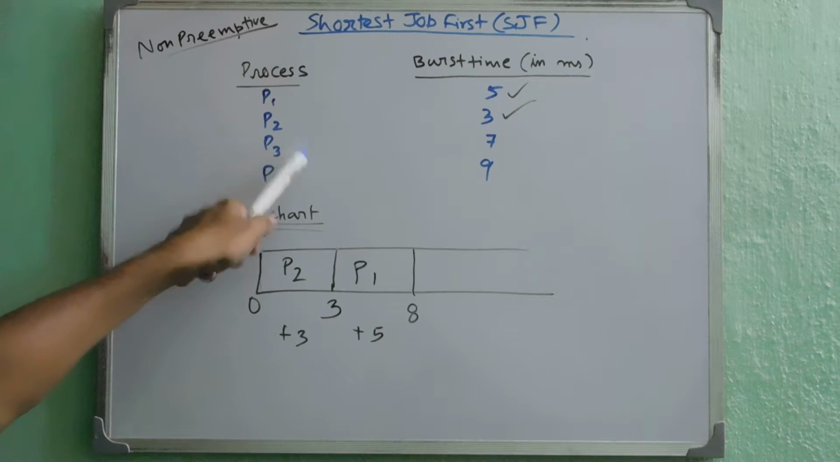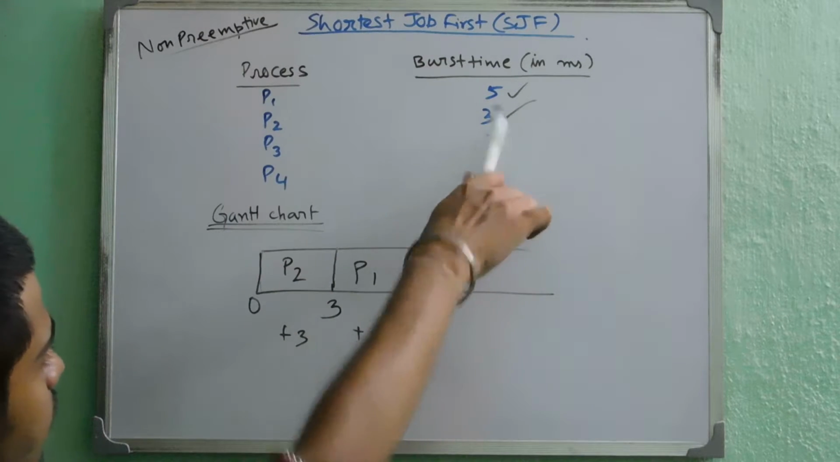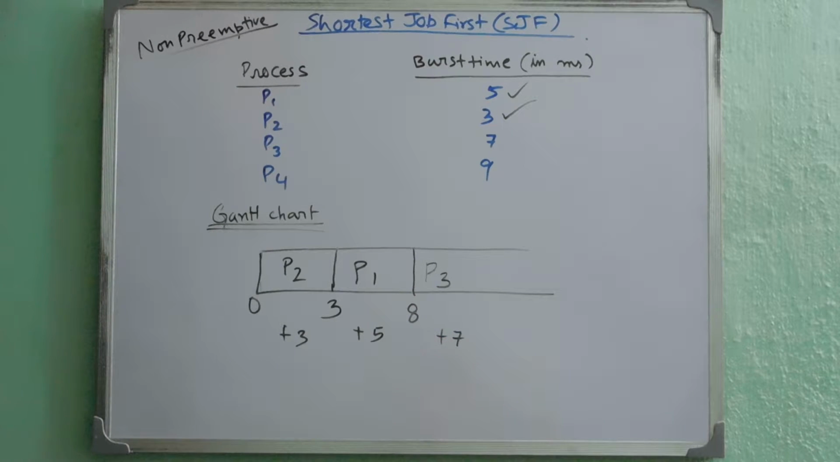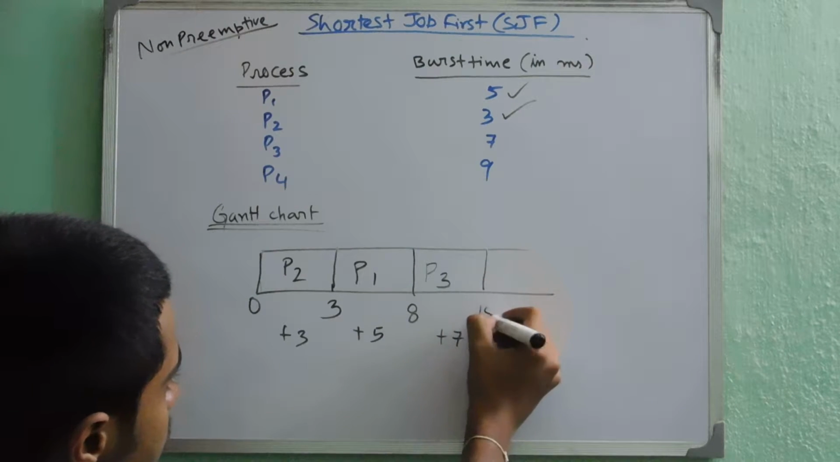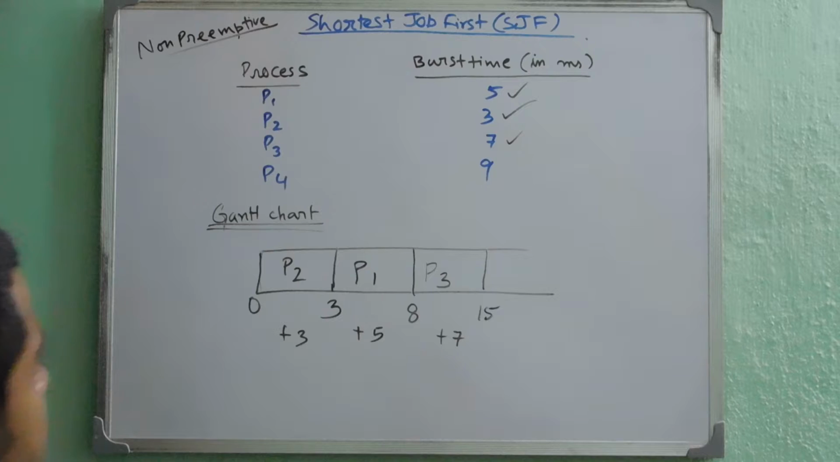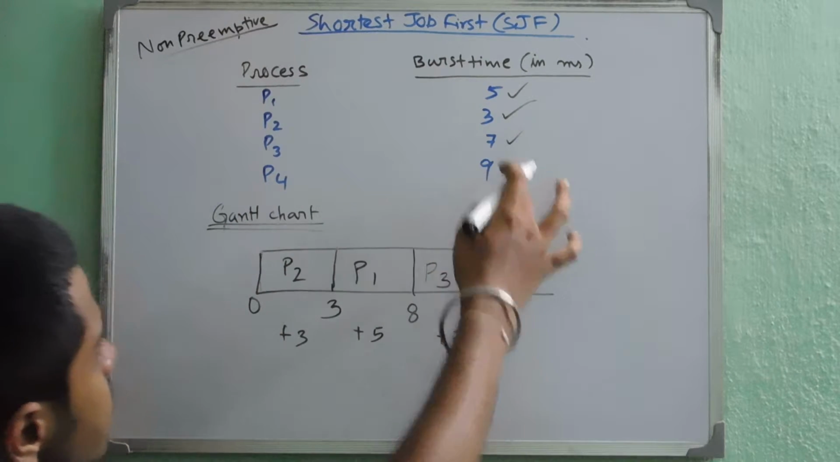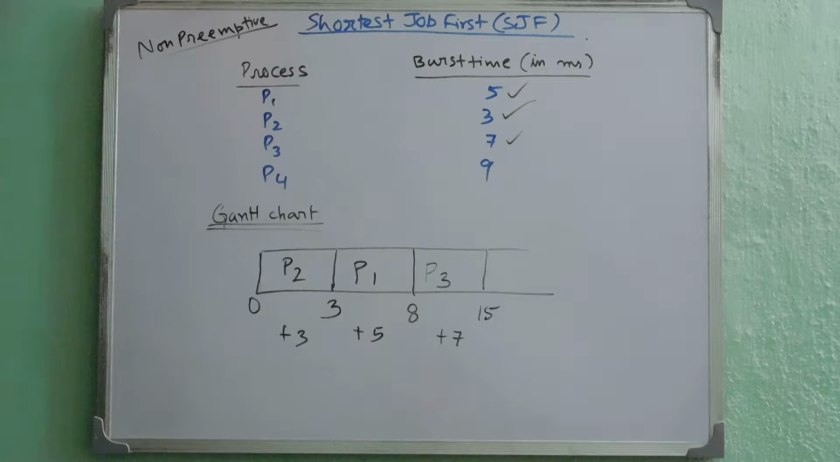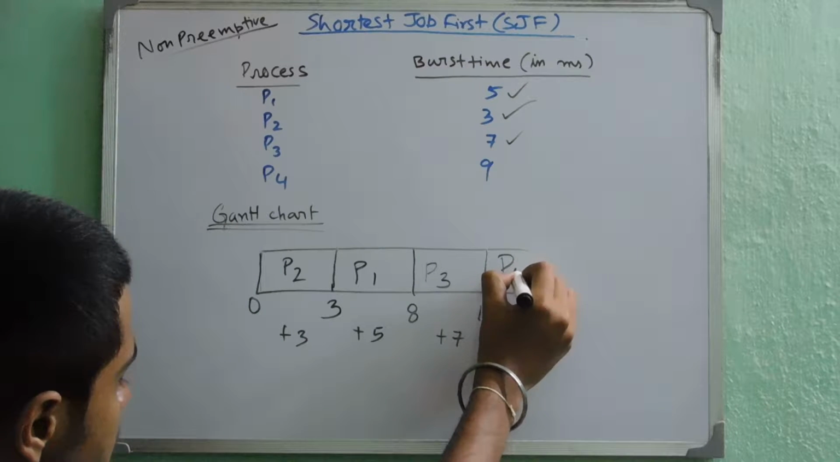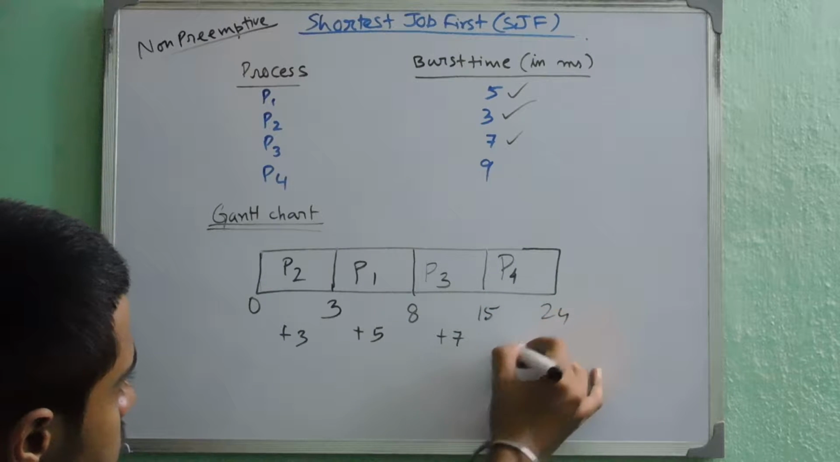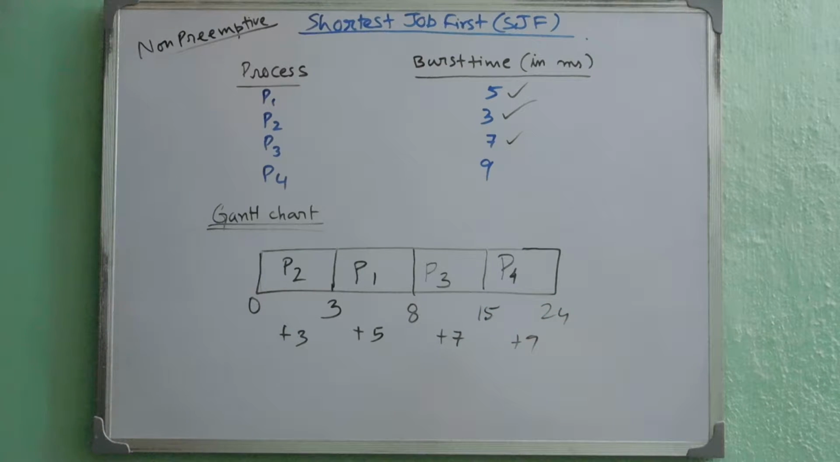Then we have P3. So P3, that means plus 7. So that means 15. So this is also done. P3 is also done. And finally we have P4 with the maximum burst time, that is 9 milliseconds. So P4, and that equals to 24. So plus 9. So all the processes have been covered.